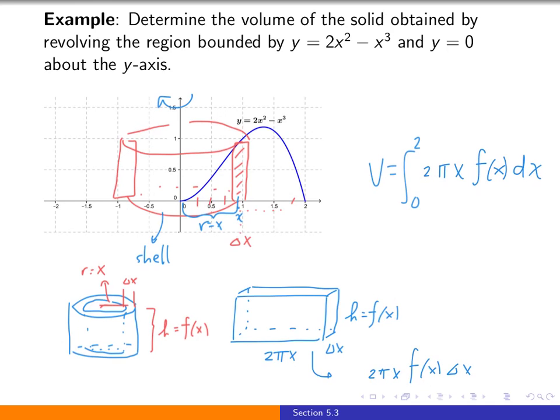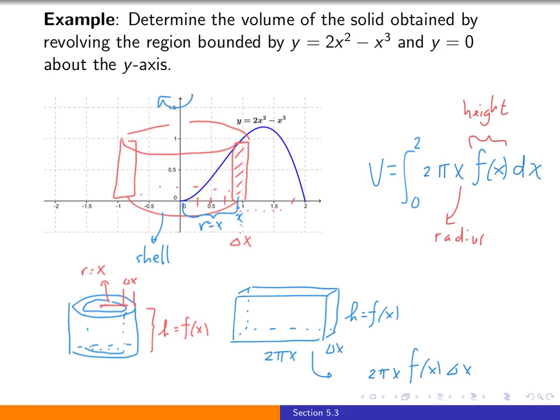Where note here what these quantities are representing. The x that we see is representing the radius of our shell, how far it is away from the axes we are rotating about. And f of x is referring to the height of one of these shells.